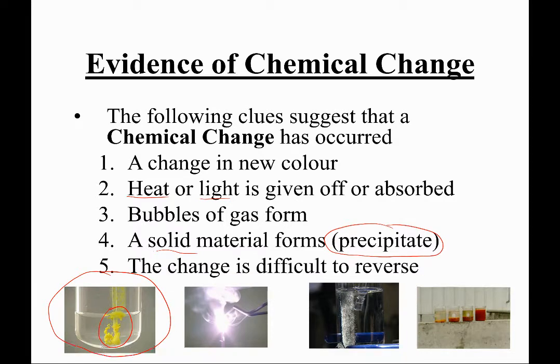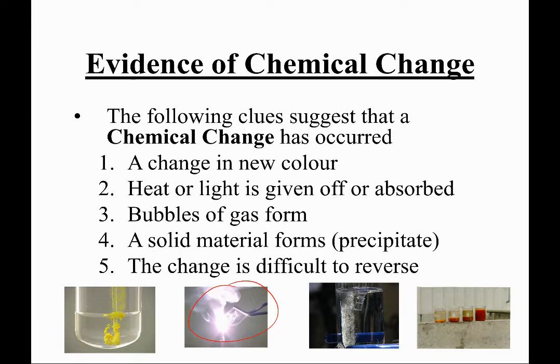And then finally, the change is difficult to reverse. If I burn up this magnesium, none of those substances that I started with, I can't get them back. If a nail rusts, you can scrape the rust off and you still will have iron underneath, but that rust is very difficult to change back into steel or iron. So that's your quick little lesson on chemical changes versus physical changes.